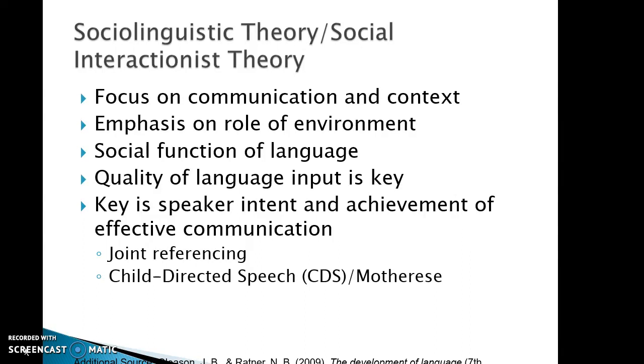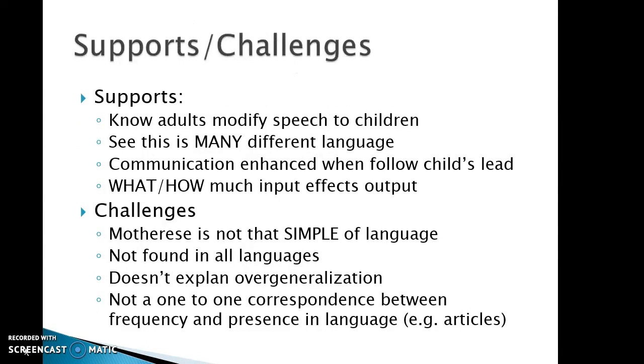So when we talk about infants, we'll talk about early pointing and how when a baby is pointing and babbling, they're much more likely to get input from their caretakers in their environment. So just the overall sheer quantity of input can be increased when that joint referencing has been established and maintained. And so some of the supports for the social interactionist theory is that we know many adults modify speech to children, although it's really important to note that it's not all cultures across the world, and so we can't say that motherese is a critical component of language.